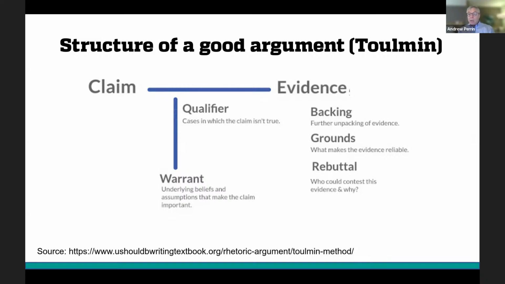There are some smaller or not always important things, questions of qualifiers, that is cases in which the claim that you're making actually isn't true, right? That we can think of this as a scope condition for a claim.